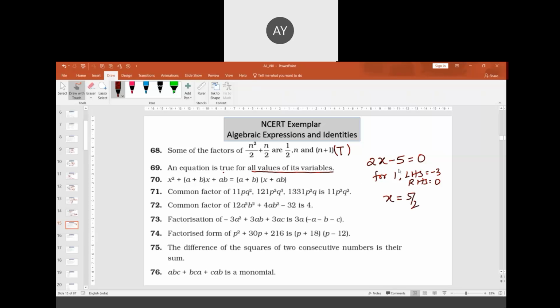Why is it minus 3? 2 into 1 minus 5. It is 2 minus 5, so it is equal to minus 3.